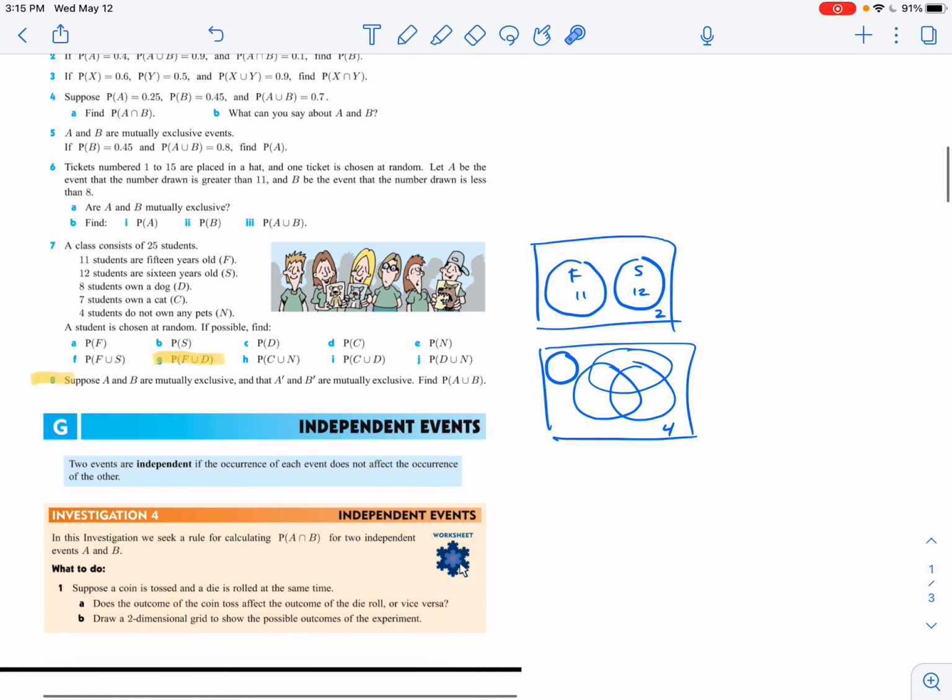Point being, it says here, if possible, find the probability of F union D, that they're 15 and they have a dog. We don't have enough information.